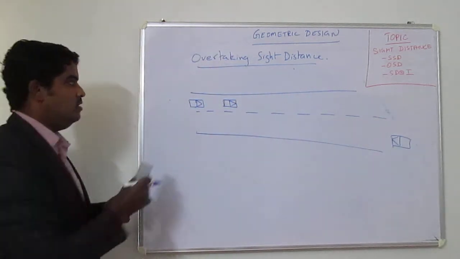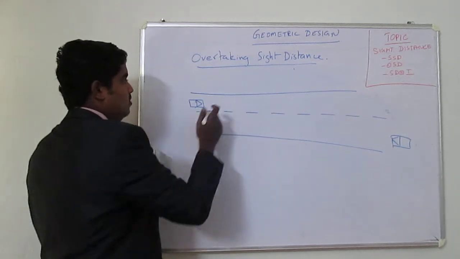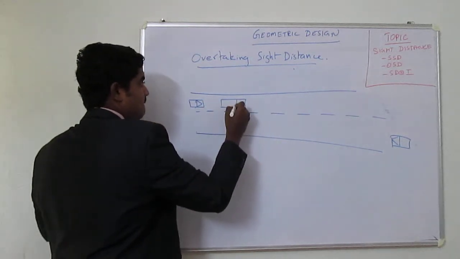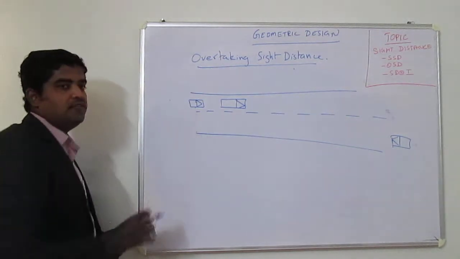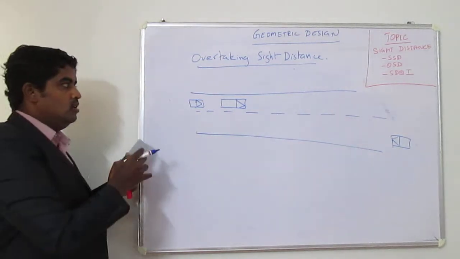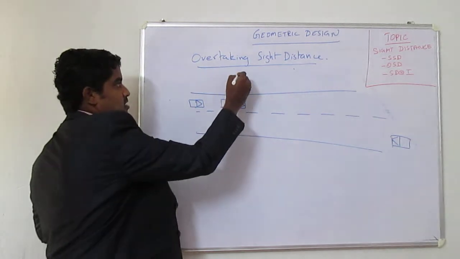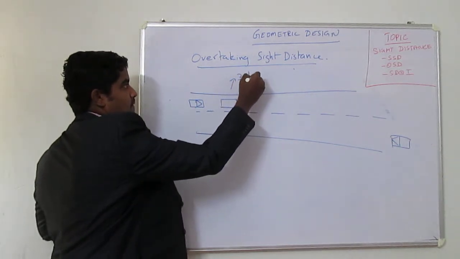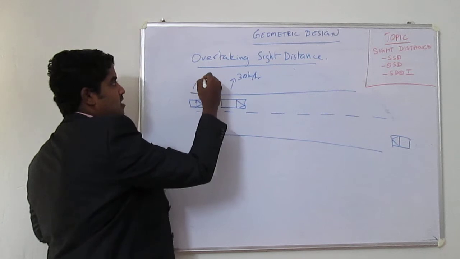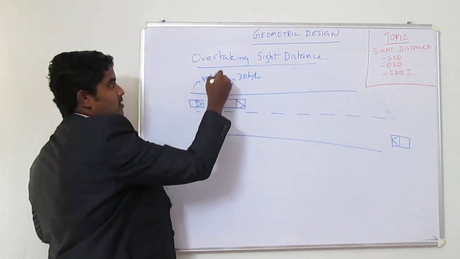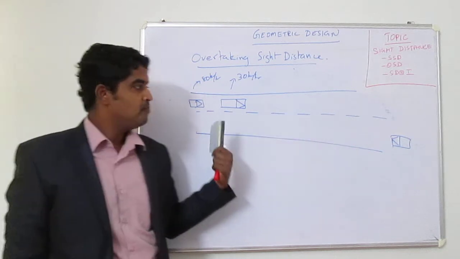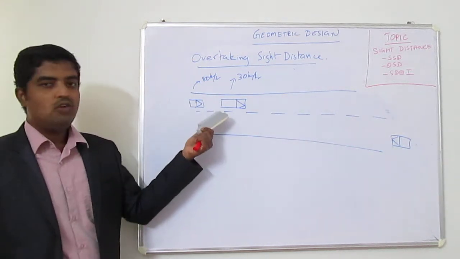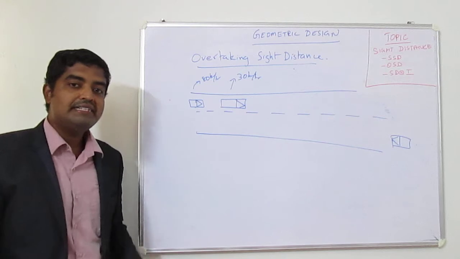Say for example, one slow moving vehicle is going, say a truck or something. A fast moving vehicle is coming, right? Say the slow vehicle is going at a speed of some 30 kilometers per hour. This fast vehicle is coming at a speed of 80 kilometers per hour. It wants to overtake the slow moving vehicle. There are oncoming vehicles also.